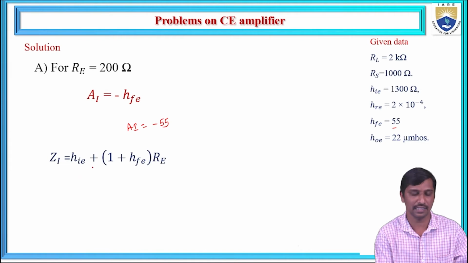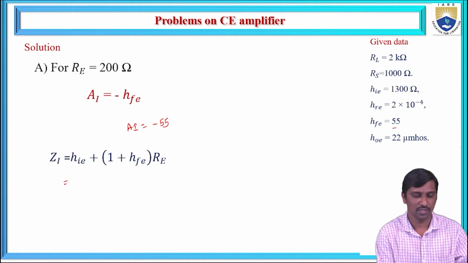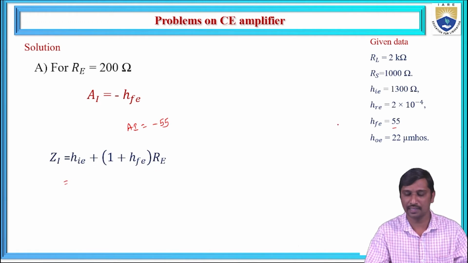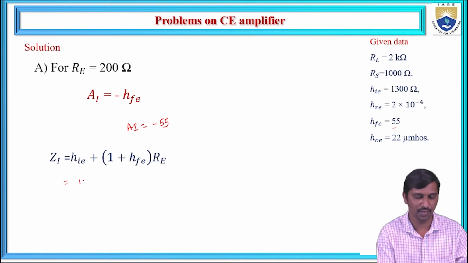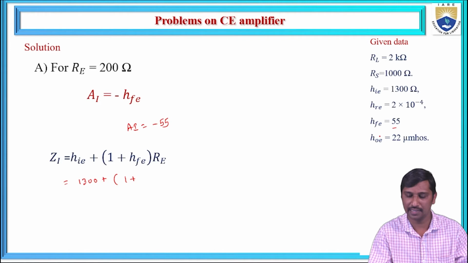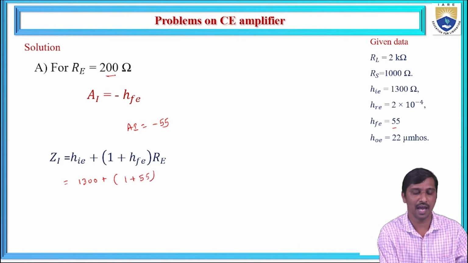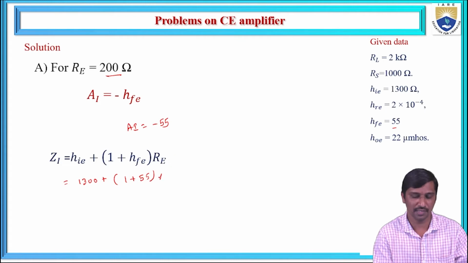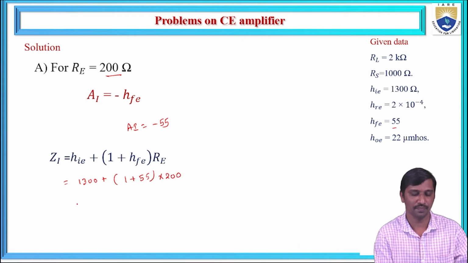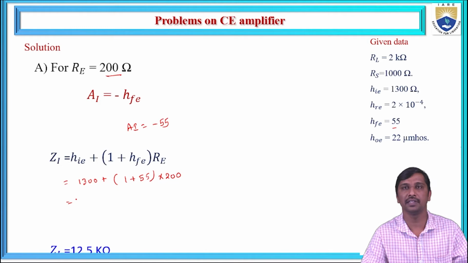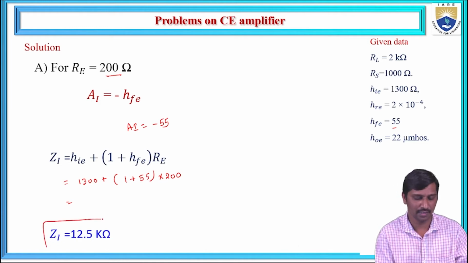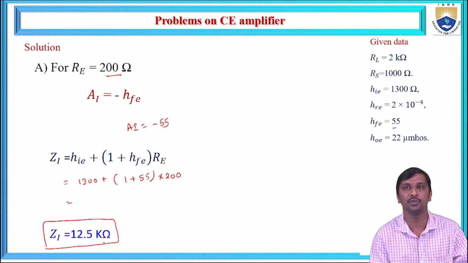Here the Zi is represented as hie plus (1 plus hfe) times RE. Now we can substitute these parameters. hie in the problem is 1300 ohms, plus (1 plus hfe, which is 55) along with RE. We consider this RE as 200 ohms. If you solve this, it gives that Zi is 12.5 kilo ohms.